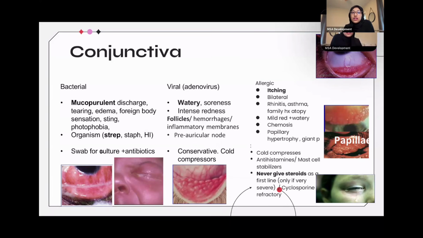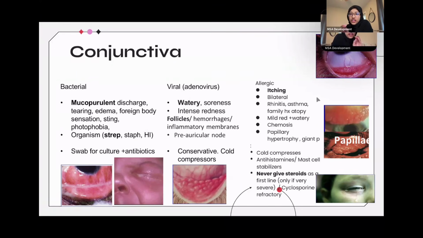If it's bacterial, you put warm compresses. Why is that? Because warm compresses dilate the arteries, and the arteries can supply the white blood cells necessary to attack the bacteria. In virus, not really. You don't really need white blood cells to attack it. I mean, you do need them, but you can just manage it with cold compresses or conservative management for viral. It's not as severe as bacterial. Same thing for allergic, you use cold compresses and so on.